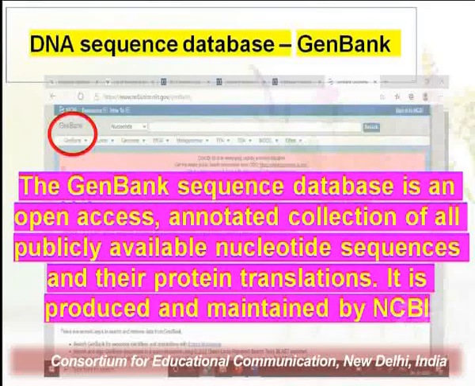Then I just thought I'll take some examples of these DNA sequence databases. For DNA sequence databases, the most common example is GenBank, and here is a web view of GenBank, which I thought it would be good if we see. GenBank is a sequence database, an open access annotated collection of all publicly available nucleotide sequences and their protein translations. It is maintained and produced by NCBI, and as I already said, it is the most popularly used nucleic acid sequence database, the DNA sequence database.